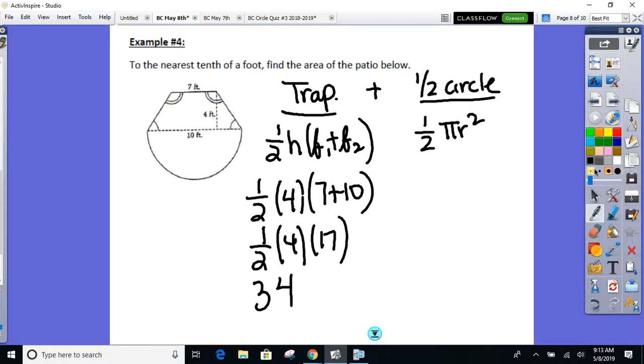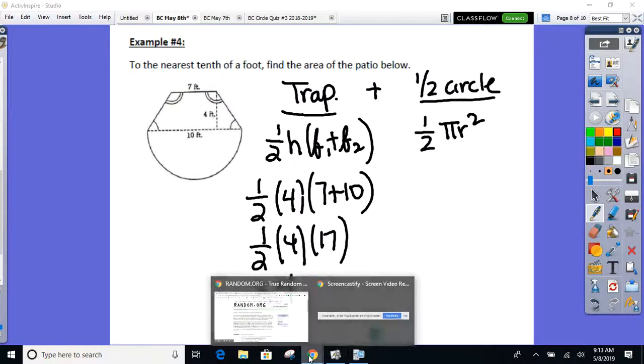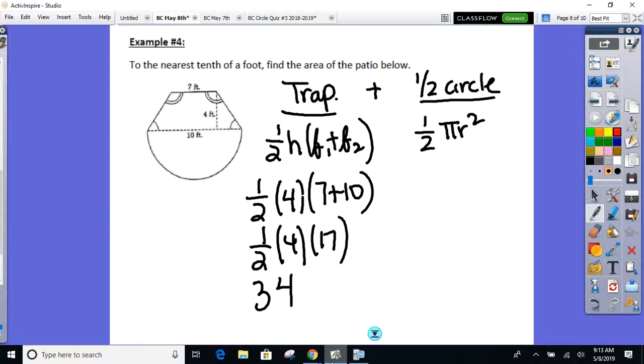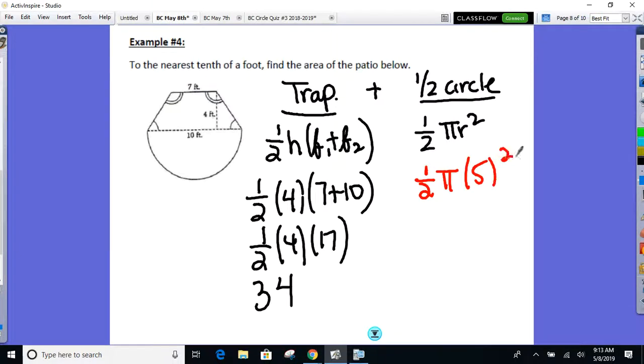And then how about the circle now? What's the radius of this half circle here? Radius of this half circle is 5. Look at that. So pi times 5 squared. 25, half of 25 will be 12.5 pi.